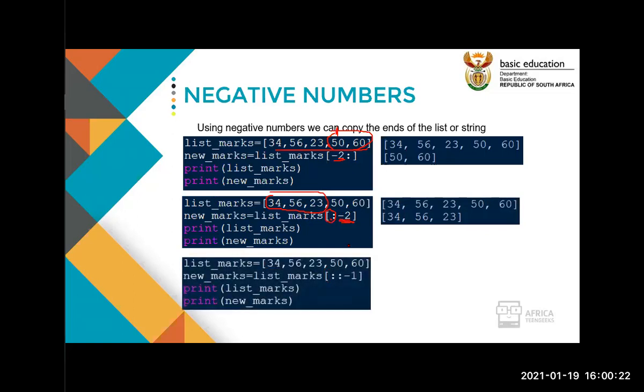And the nice thing about negative numbers as well, we have the special case numbers, and I'm going to show you one. This one special case is if I decide to put a double colon and then -1, what this does for me is it reverses the set of numbers I have. In other words, it puts it in the other order. So if I have 34, 56, 23, 50, 60, if I reverse it, I'm reading it backwards. It's going to go 60, 50, 23, 56, 34. So this comes in handy when we want to, for example, sort information.